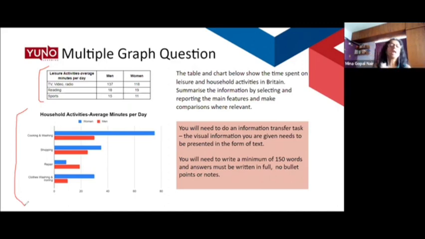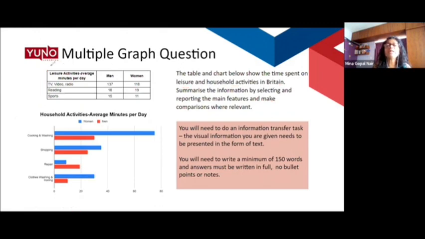Okay, so now the question, I'll just read out the question. The question says, the table and chart below show the time spent on leisure and household activities in Britain. Summarize the information by selecting and reporting the main features and make comparisons where relevant. So here the question is asking you to make comparisons. Now, can comparisons be made in this question?